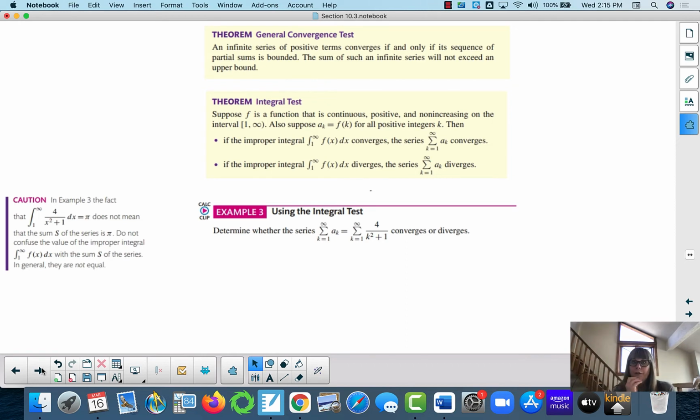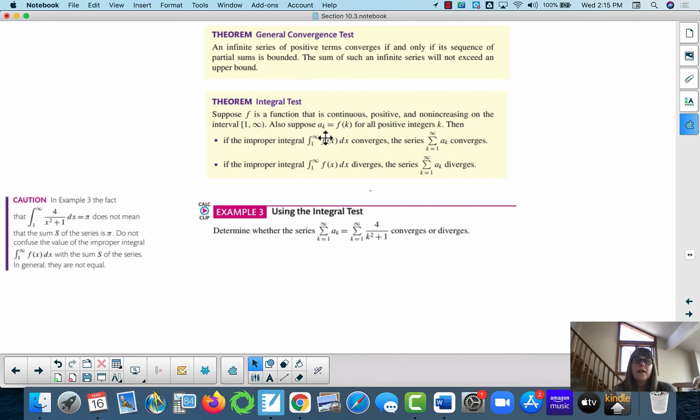So in general, an infinite series converges only if the partial sums are bounded. The sum of an infinite series cannot exceed an upper bound. So if the sequence of partial sums is bounded, that means there's an upper and lower bound. Or it means that if it's an increasing function, it has an upper bound. If it's a decreasing function, there's a lower bound. So what that means is that you're continuing on to a certain number.